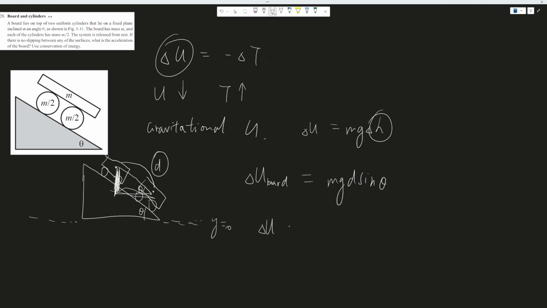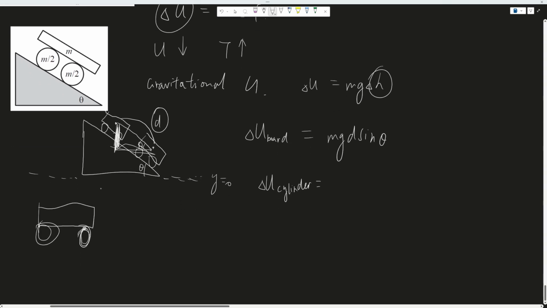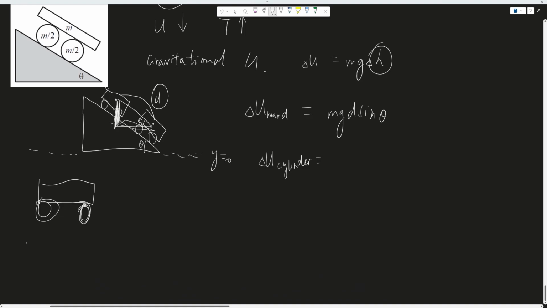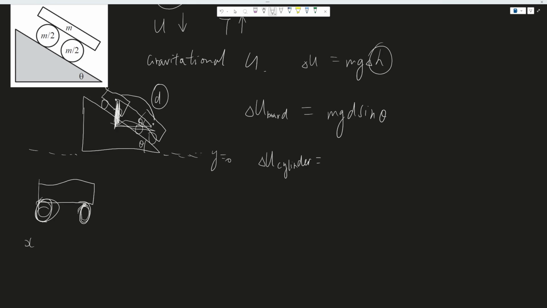And let's say, what is the changing potential energy for one cylinder? Well, the cylinder doesn't displace by d. Why? Well, because say we have the system here. The board contacts two cylinders, one here and one here. So for every d, let's say every x, just to be careful of notation, for every x the cylinder moves, this cylinder also moves x. And so adding together, we get 2x.